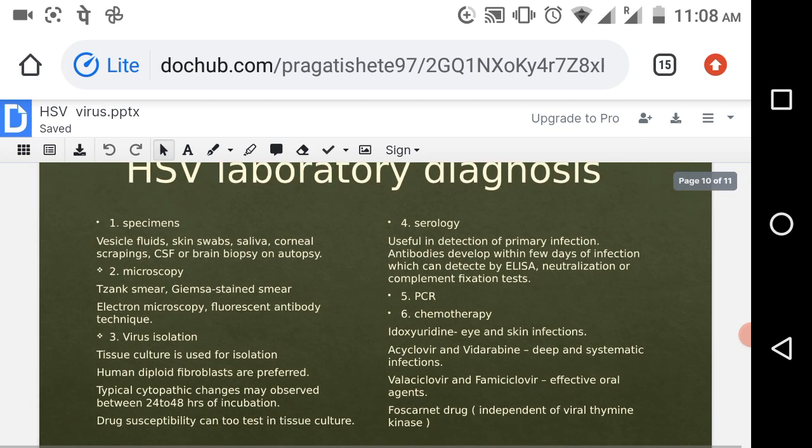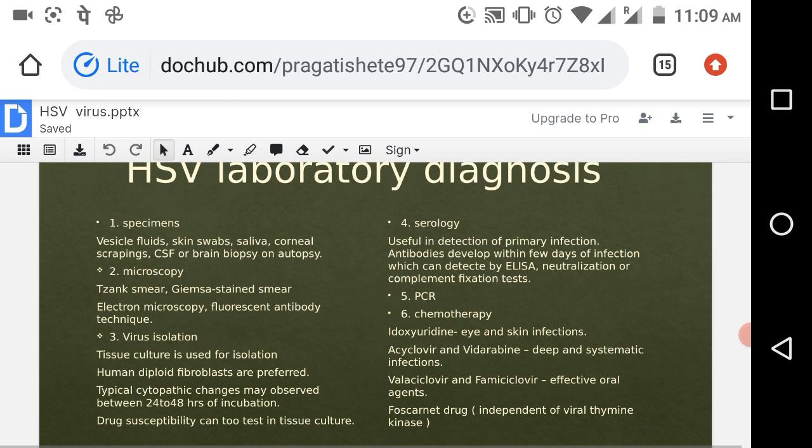So in the laboratory diagnosis, first is the specimen. Specimen can be from the vesicular fluid, skin swabs, saliva, right? Then corneal scrapings. The cornea is an important point. This HSV can also infect the eye, the cornea of the eye. So the corneal scrapings can also be taken as the specimen for testing this infection, okay?